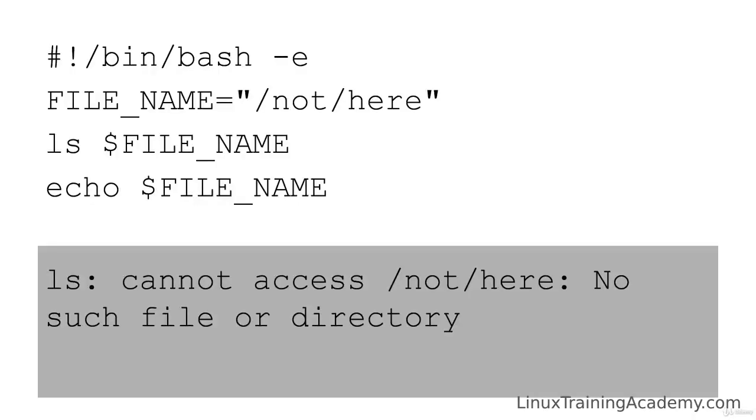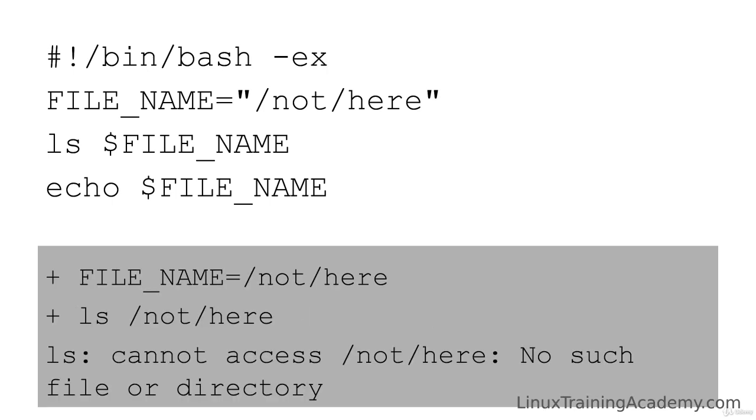Here is an example using the -e option. First, a value is assigned to the variable file_name. Next, the ls command is executed using file_name as an argument. Finally, the contents of the file_name variable are displayed to the screen. However, when you execute this script, the ls command returns a non-zero exit status since the file doesn't exist. Because the -e option was used, the execution of the program halts and the echo command is never attempted.